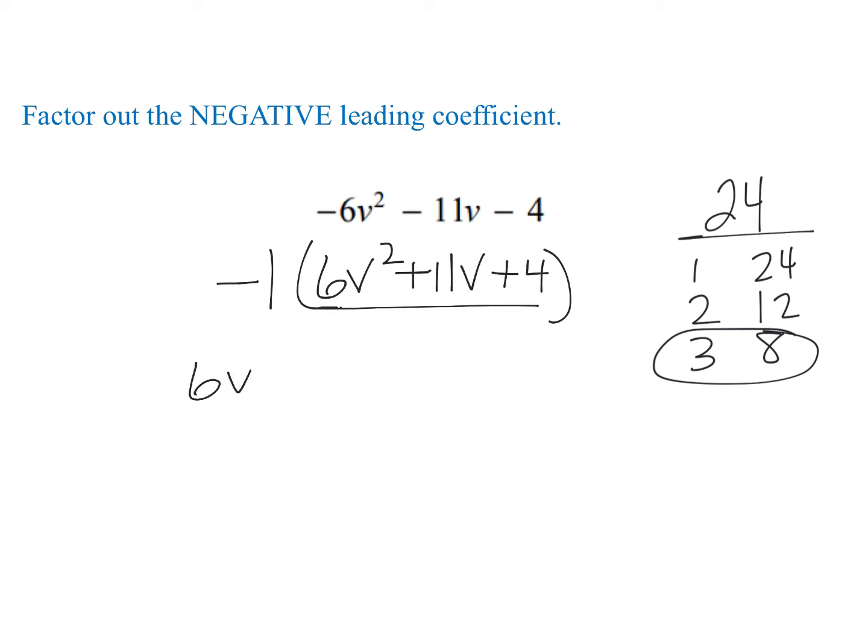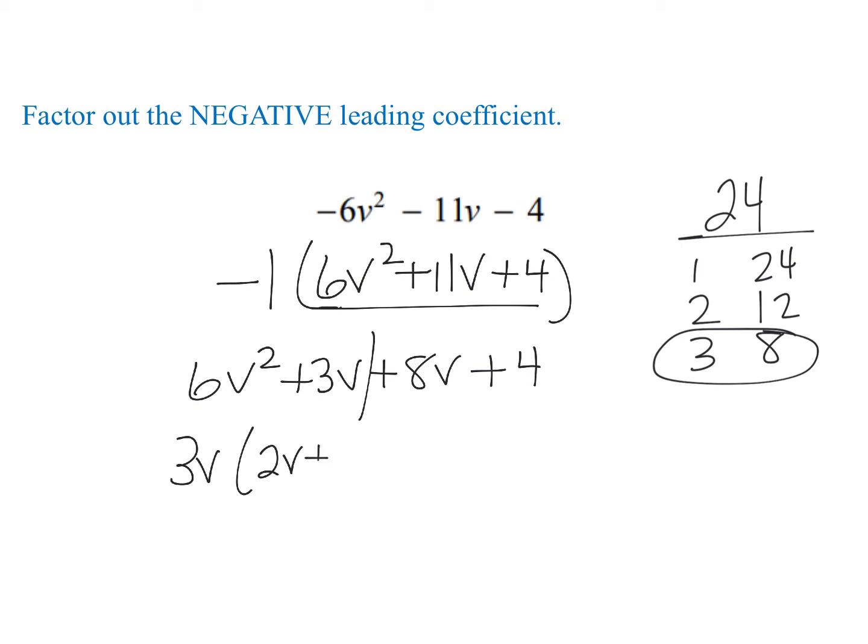So 6v squared plus 3v plus 8v plus 4. And if you're a box person, you do this with a box, then go ahead and do it with the box. I'm just going to do it with the grouping method. Looks like I'm going to pull out a 3 and a v, and I'll have a 2v plus 1 left over here. And I can pull out a 2, and I should have a, not a 2.